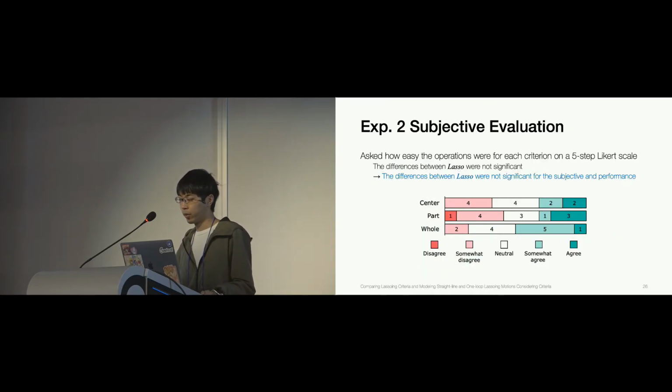As in experiment 2, we asked the participants how easy the operation was for each criterion on a 5-step scale. The Friedman test showed the difference between the criteria was not significant. So, for both the subjective evaluation and performance, the difference between the criteria was not significant.